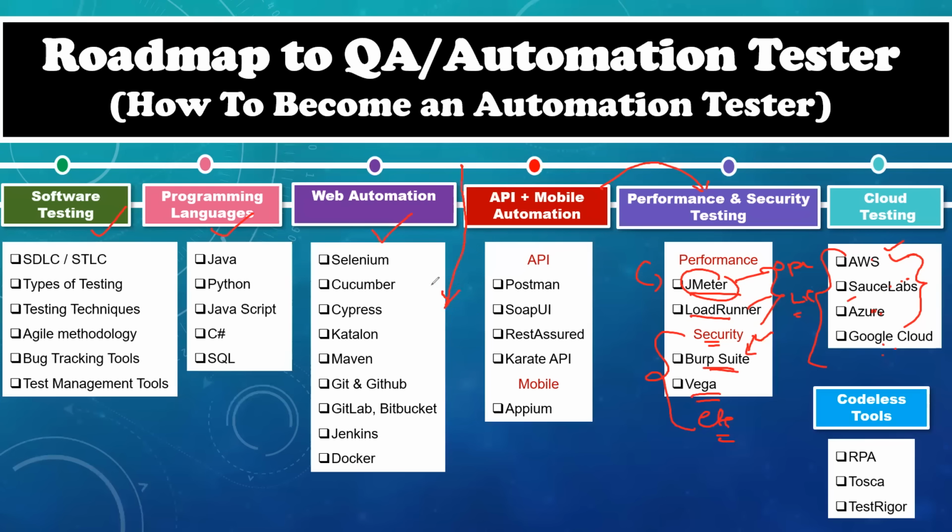But if you want to enhance your skills, or make your resume stronger, you can add more skills, such as API or mobile testing, or performance or security testing. I suggest everyone learn API or mobile testing after completing web automation. Then your profile will be much stronger, and you will get a lot of calls from companies because you will have a multiple skill set. Once you join a company, based on requirements, you can improve your skills in other areas. So this is all about the roadmap of a QA or automation tester.